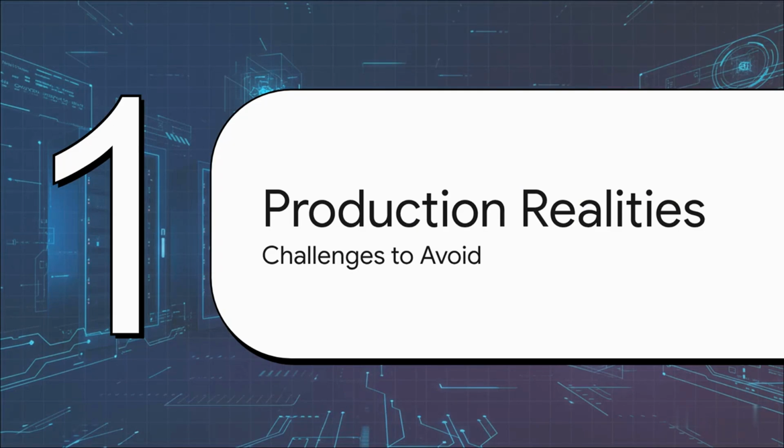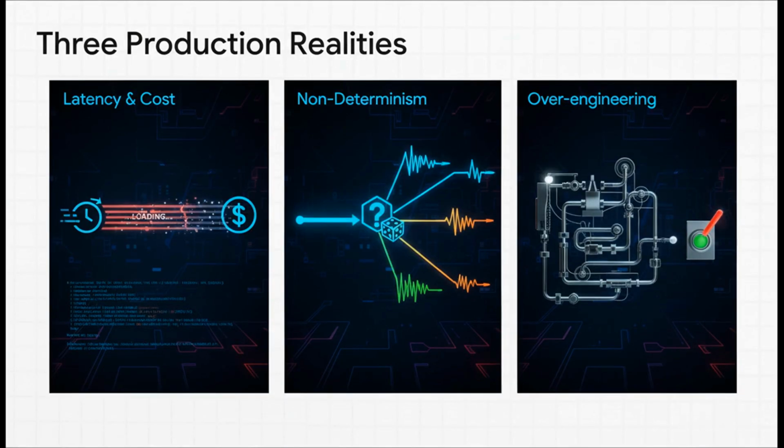Now, before we all get carried away and try to agentify our entire code base, we need to have a serious reality check. This is Section 5. As senior engineers, our job isn't just to see the cool demo, it's to understand the real world's production challenges. And believe me, with agents, there are definitely a few big ones. I want you to really focus on 3 key production realities.